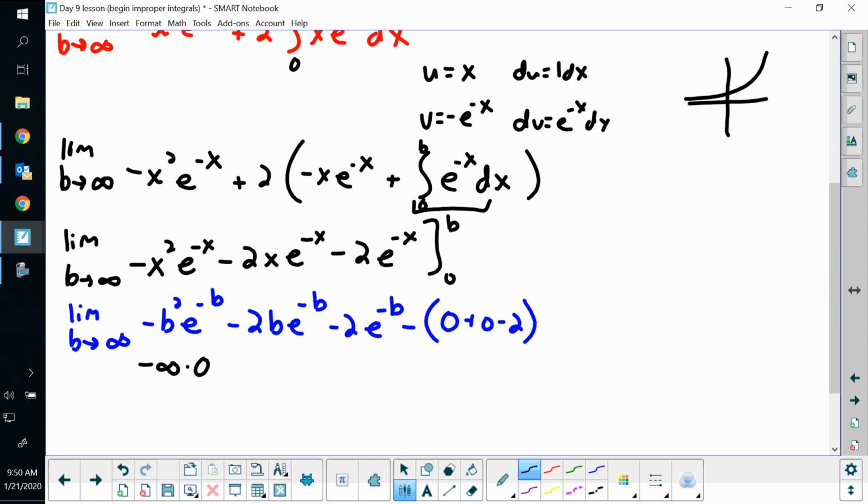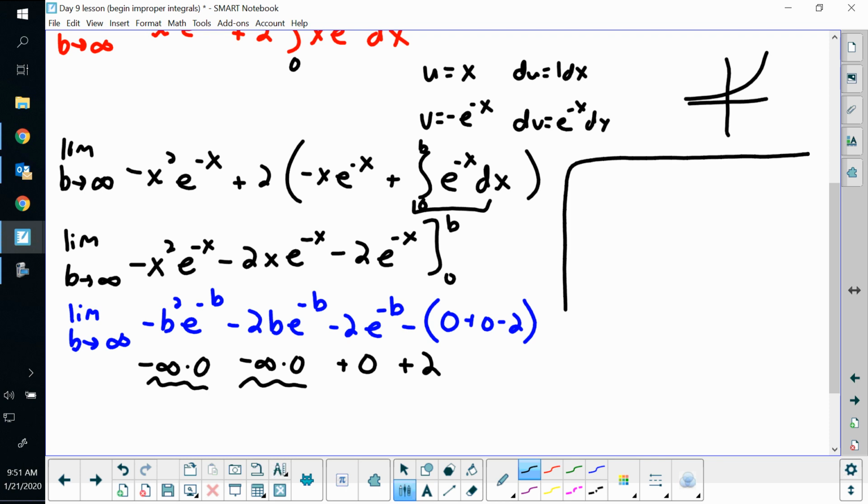This middle term, it's going to also be a negative infinity times a 0. We'll come back to that. This third term, it's just negative 2 times e to a big negative. Well, that part is just going to go to 0. So we know this one's 0, and then this is going to be a plus 2. So this one and this one, we need to work with off to the side because it's an indeterminate form.